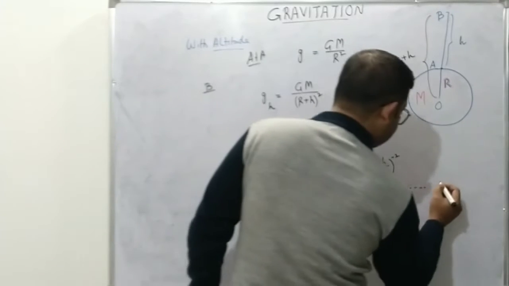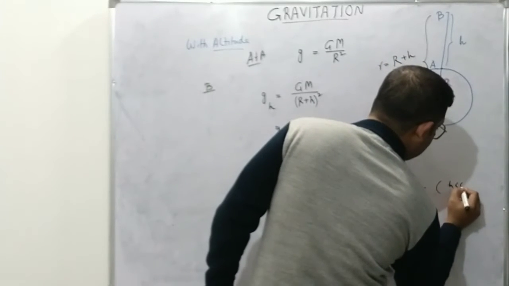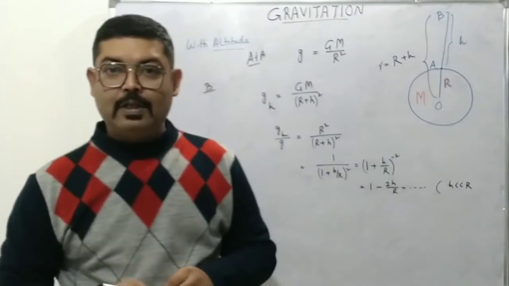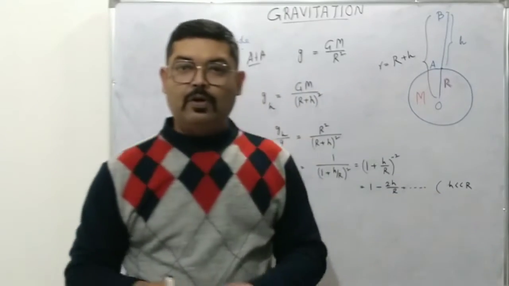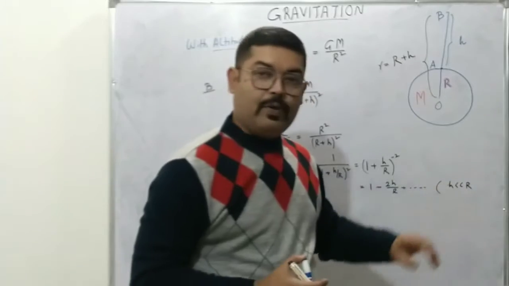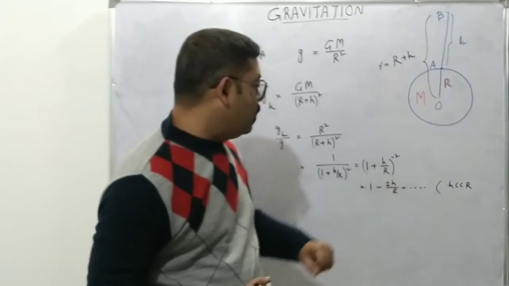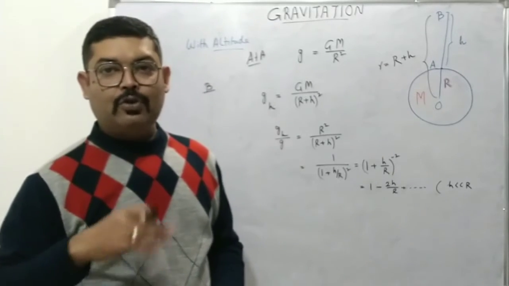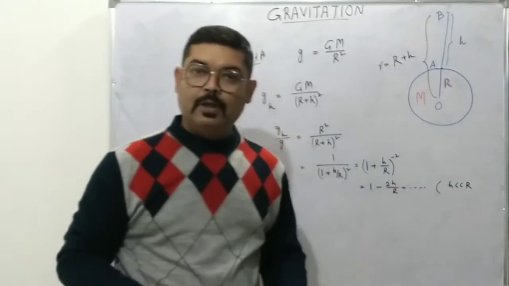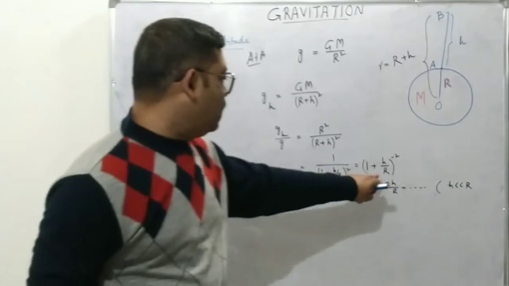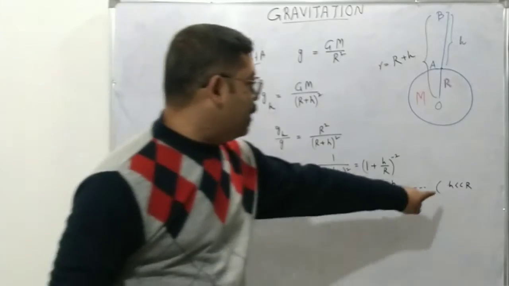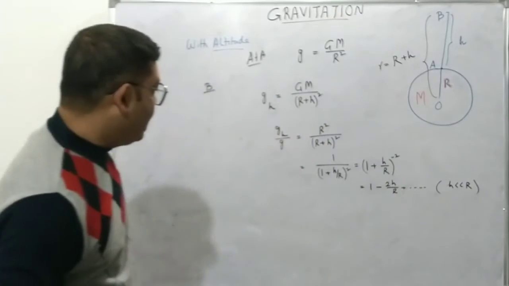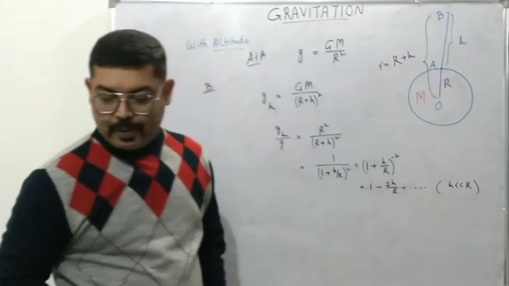Now if we consider that h is much less than R, which means the height of the object from the earth's surface is not comparable with the radius of earth, or is very small compared with the radius of earth, then we can say that the higher order terms, that is h squared by R squared, will be a very small fraction, and so can be neglected. So all the higher order terms of the infinite series expansion can be neglected if we take h to be much less than R, that is the heights are much closer to the earth's surface. In that case, what we are left with is 1 minus 2h by R, right?